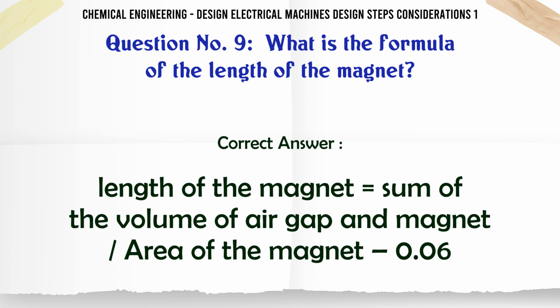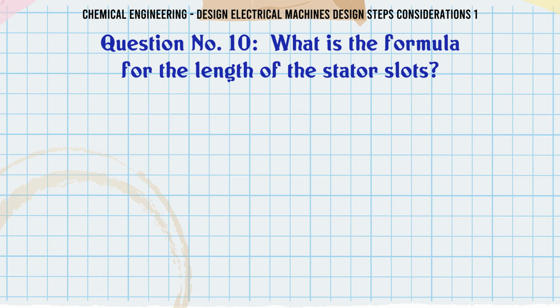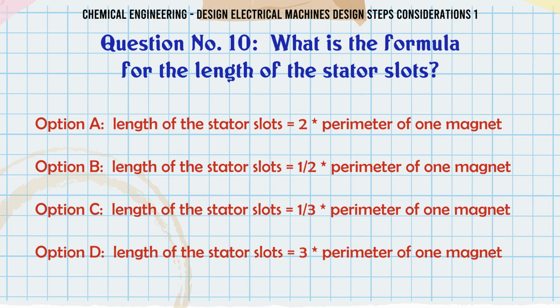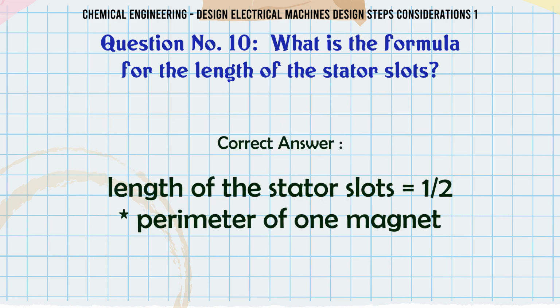What is the formula for the length of the stator slots? A. Length of the stator slots = 2 × perimeter of one magnet. B. Length of the stator slots = 1/2 perimeter of one magnet. C. Length of the stator slots = 1/3 perimeter of one magnet. D. Length of the stator slots = 3 × perimeter of one magnet. The correct answer is length of the stator slots = 1/2 perimeter of one magnet.